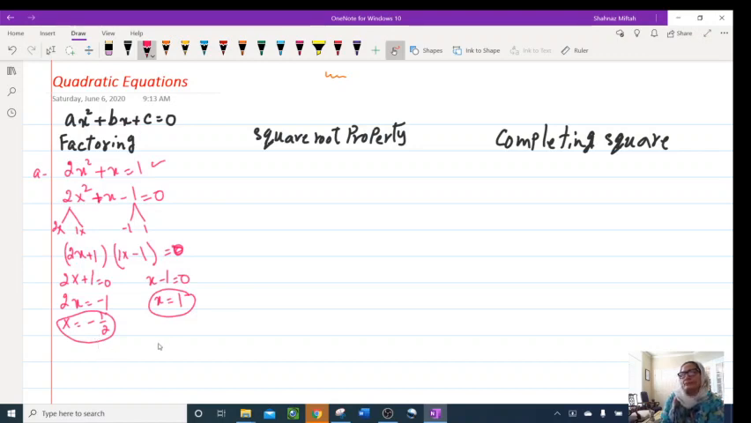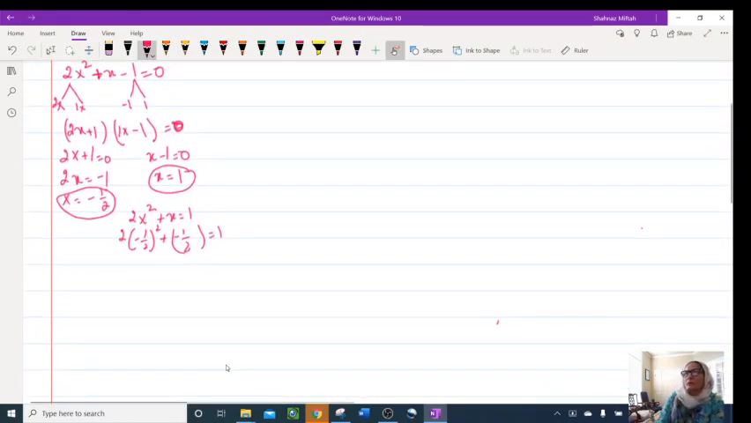Okay, so let's try. I'm going to plug them in. My original equation is 2x squared plus x equals 1. I'm going to plug in negative half first: 2 times negative half squared plus negative half equals 1. If I do this, I get 1/4 times 2, and then negative half equals 1. So you simplify this, you get half minus half equals 1. That is 0 equals 1. This is not true, so no, these factors are wrong.